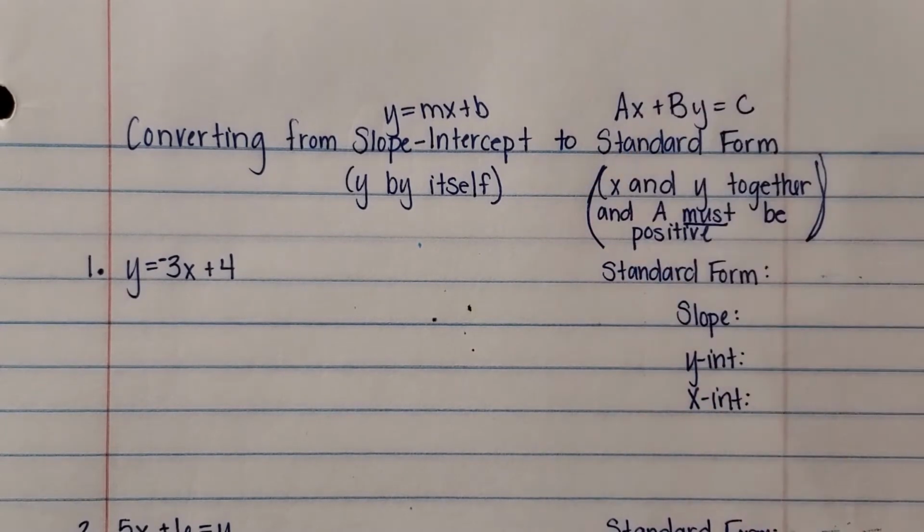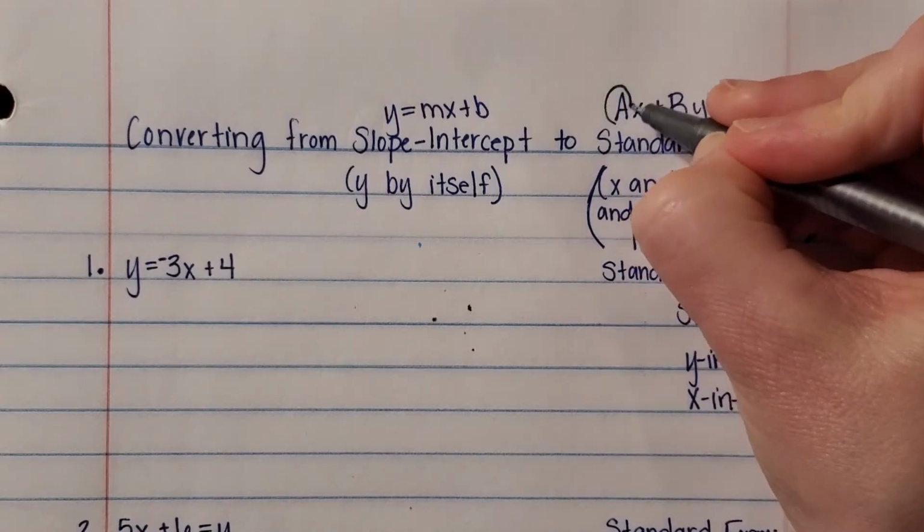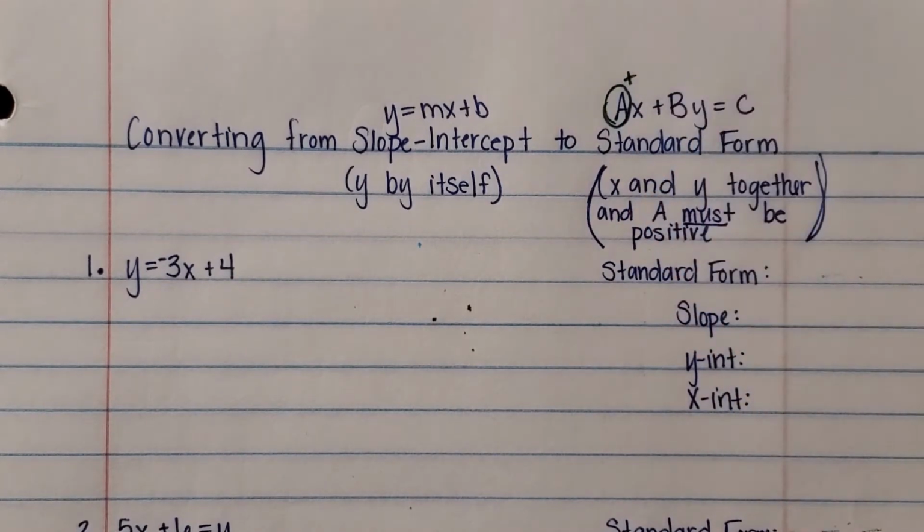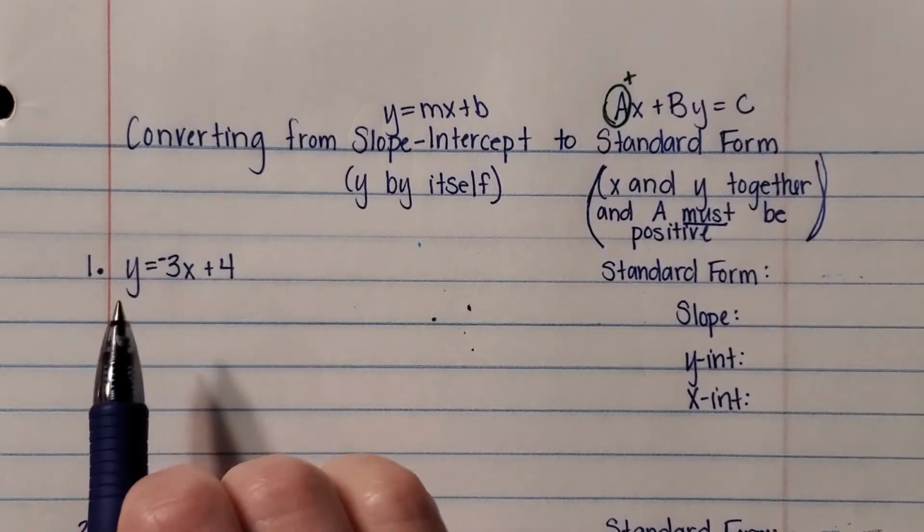So this value right here has to be a positive number. It can't be a negative number. And we'll practice. It's not too bad to change that to a positive if it happens to be negative. So let's look at number one.